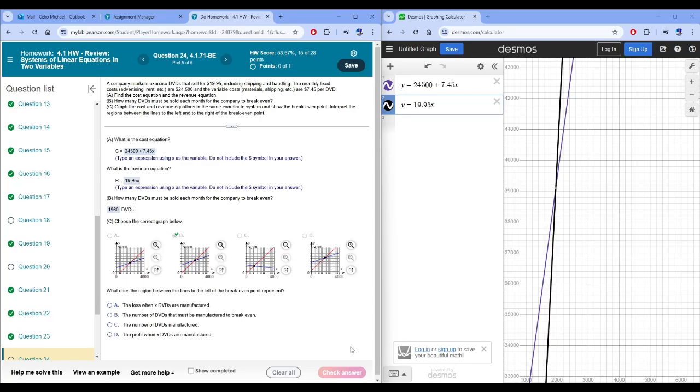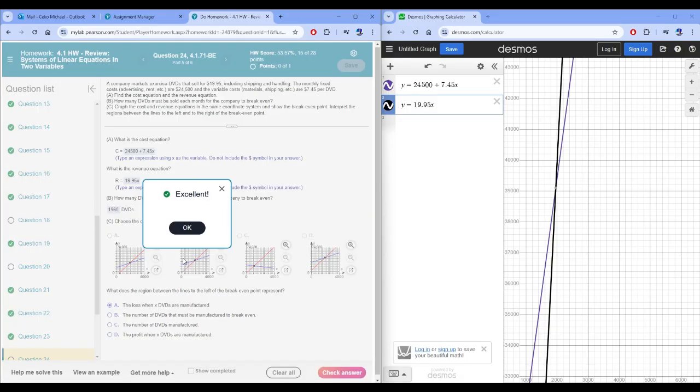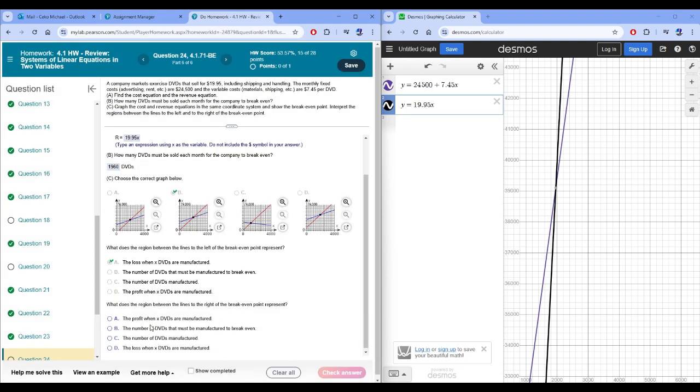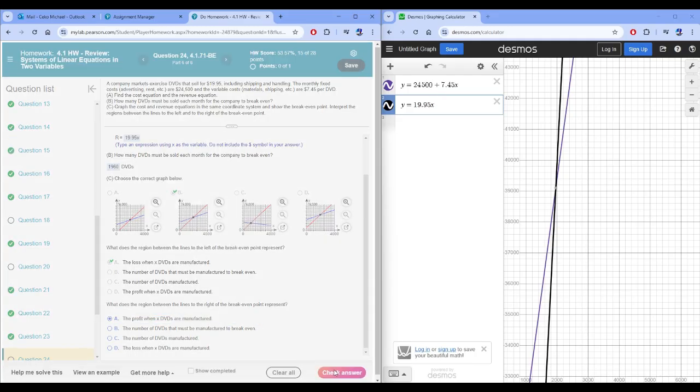What does the region between the lines and to the left of the break-even cost? That is when you're not making enough money. The loss when x DVDs are manufactured. What's the region to the right? It's going to be the profit when x DVDs are manufactured.